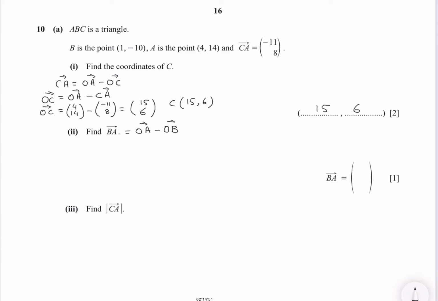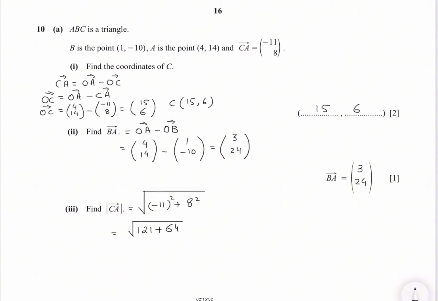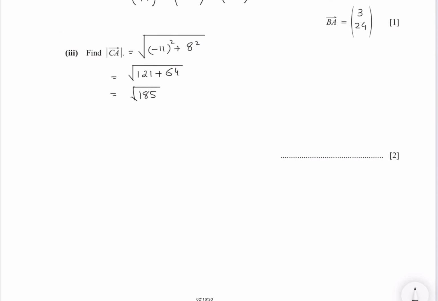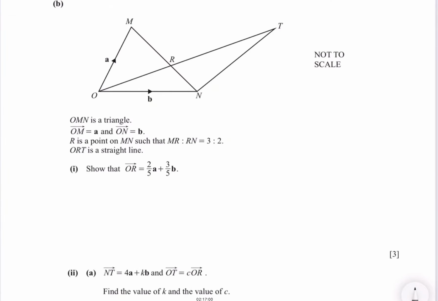Find BA. BA is OA minus OB. So OA is (4, 14) minus OB is (1, 10). So solve it. So (3, 24) is your answer. Find the magnitude of CA. So minus 11 squared plus 8 squared, whole under the root. Solve it and you get root 185. So 13.6 is the answer.